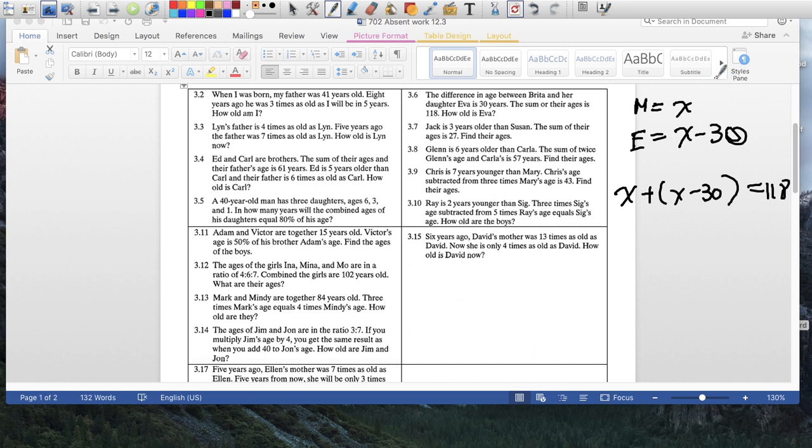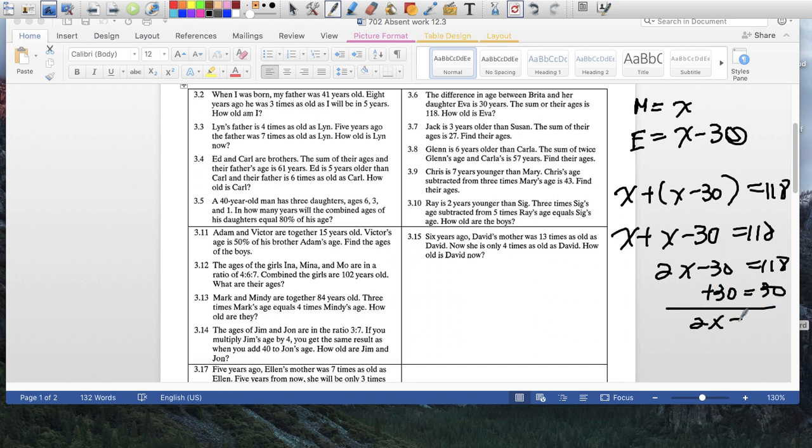So this one is easy. Let me just remove the parentheses. And I get 2x minus 30 equals 118. I'm going to add 30 to both sides, and I'm going to get 2x equals 148. Divide by 2, I'm going to get that x equals 74. So mom is 74. And if you subtract 30, you get the daughter's age, which will be like 44.